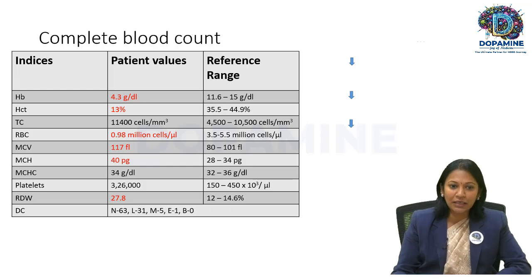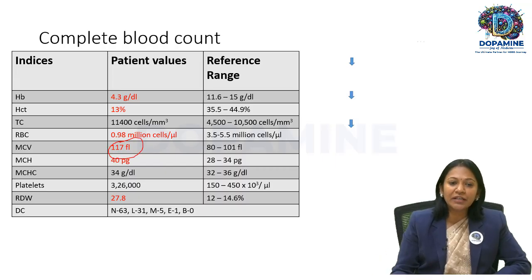So this is our scenario, and this is our patient. She has a hemoglobin of 4.3 with a very low hematocrit. Total WBC count in our patient is probably normal or slightly elevated. RBC count is low. See the mean corpuscular volume. The MCV is very high.